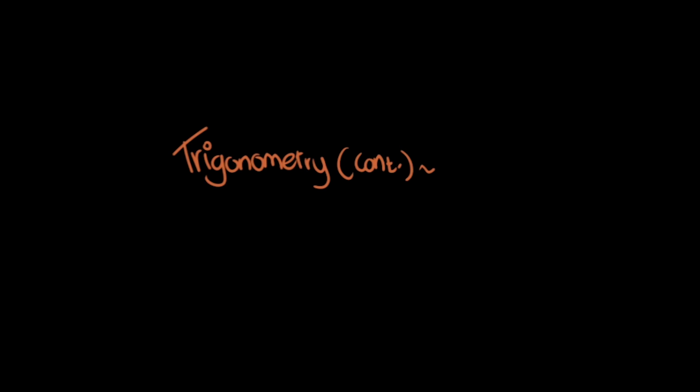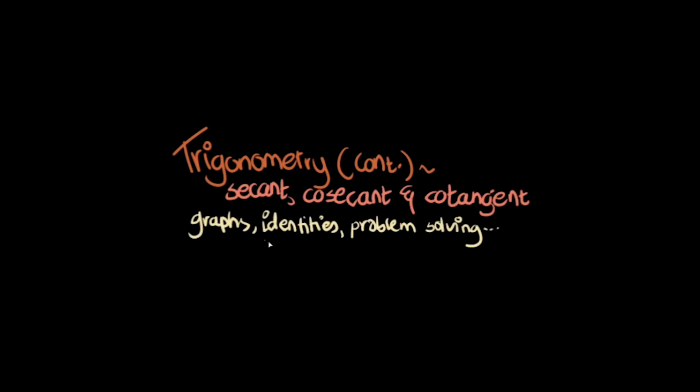Hello everyone, this is Raiaan from Roots of Unity, and you are watching the third video in our Trigonometry series. This time, we're going to talk all about secant, cosecant, and tangent. We'll take a look at the relevant graphs, prove some identities, and also do some problem solving.